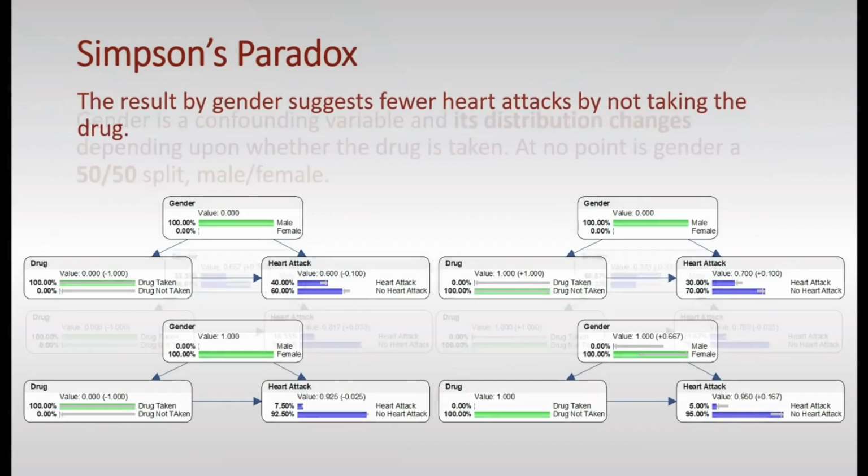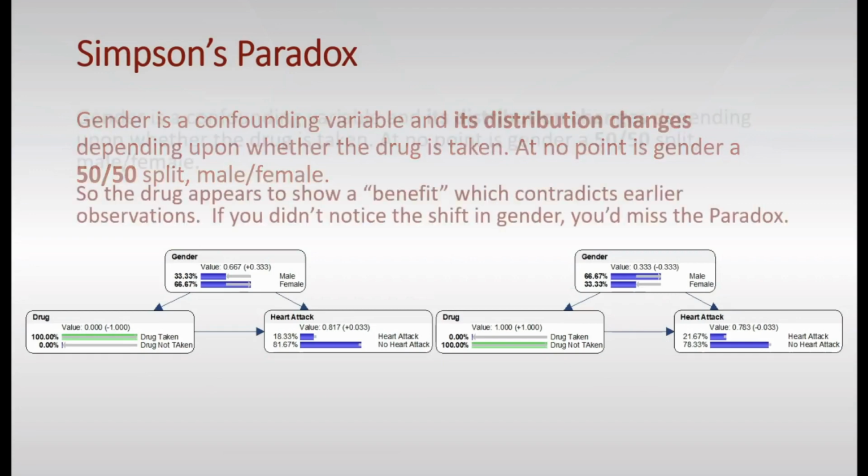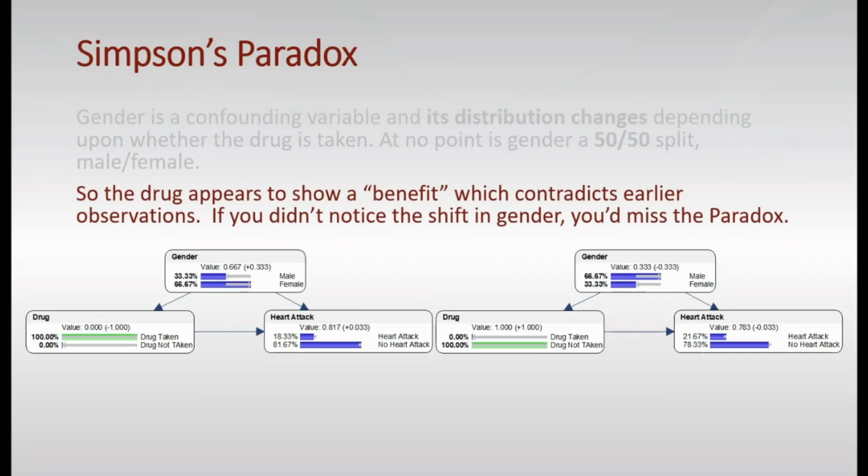Now, here's the problem. Gender is a confounding variable, and you'll notice its distribution changes depending upon whether the drug is taken. At no point in this model are you seeing gender being 50-50. The first thing you notice is that the drug now appears to show a benefit. When the drug is taken, the probability of having a heart attack is 18%, and when the drug is not taken, the probability is 21%. But the challenge is, if you didn't notice the shift in gender, you'd miss the paradox. And that's the problem.